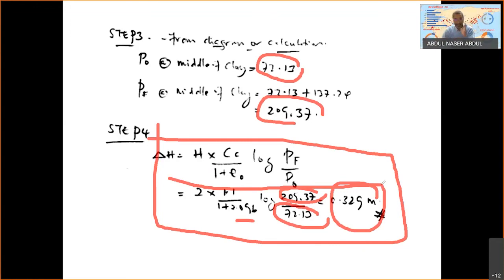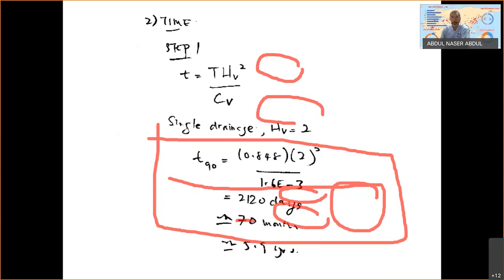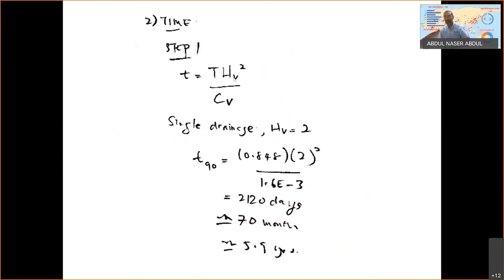Right? This is assuming, in this case, the clay is normally consolidated. So the total settlement is 0.329 meter for normally consolidated clay. Okay, now we know the total settlement, which is about 0.3 meter. For time calculation, this is the formula for how long it will take.